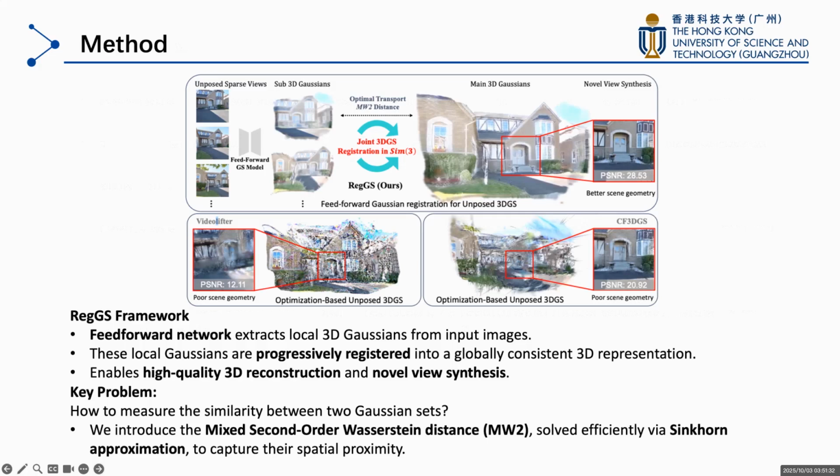The pipeline is simple. We use a feed-forward network to extract local Gaussians from the input images. Then, these local Gaussians are progressively registered into a global representation. This allows us to achieve high-quality 3D reconstruction and novel view synthesis. The core problem here is how to measure the similarity between two sets of Gaussians. To solve this, we introduce a new metric, the mixed second-order Wasserstein distance, or MW2. With Sinkhorn approximation, it can be solved efficiently, and it captures the spatial closeness of two Gaussian sets.